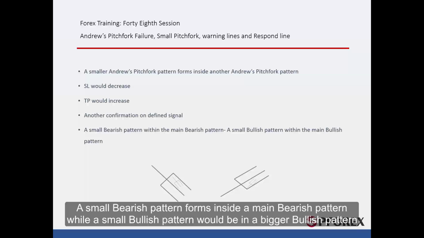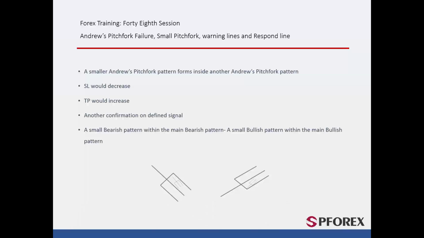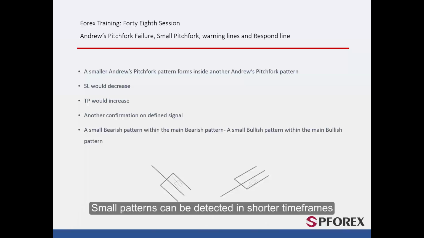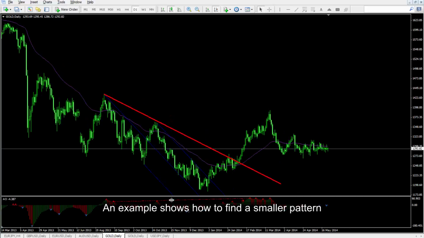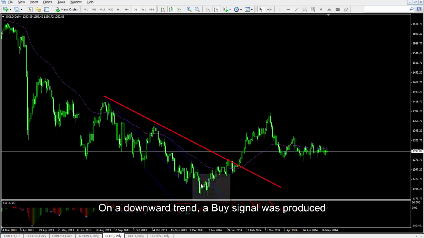A small bearish pattern forms inside a main bearish pattern, while a small bullish pattern would be in a bigger bullish pattern. Small patterns can be detected in shorter time frames. An example shows how to find a smaller pattern. On a downtrend, a buy signal was produced.